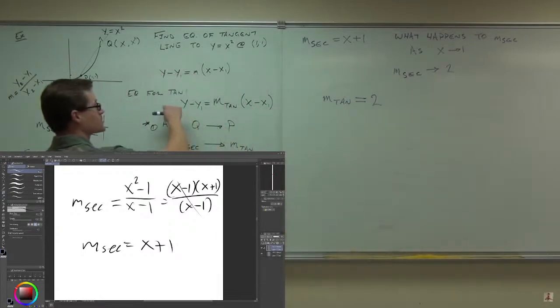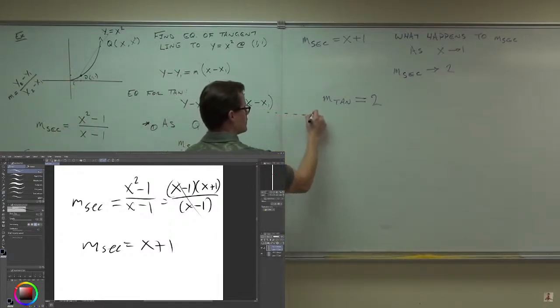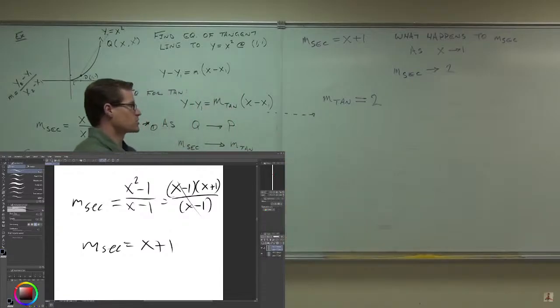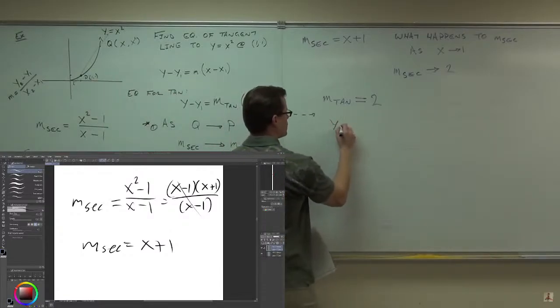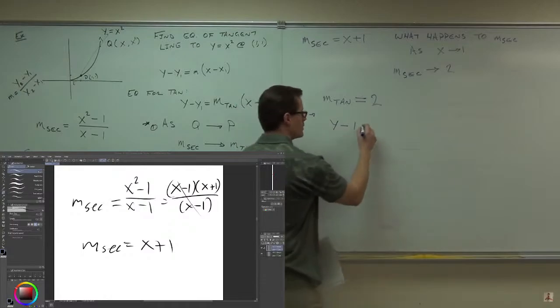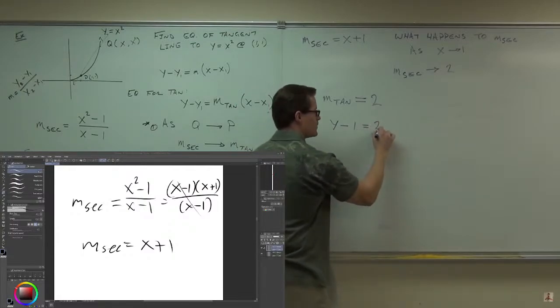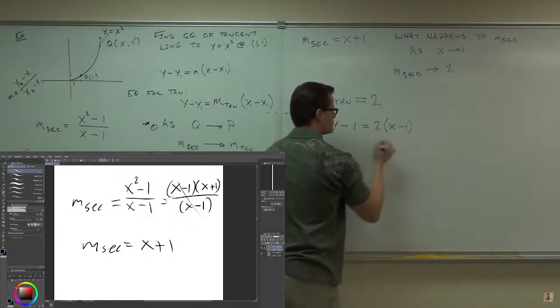Now can you fill out this equation using that information? Sure. We know that it would be y minus y1, which is 1, equals the slope of the tangent. We know it's 2, times x minus 1.